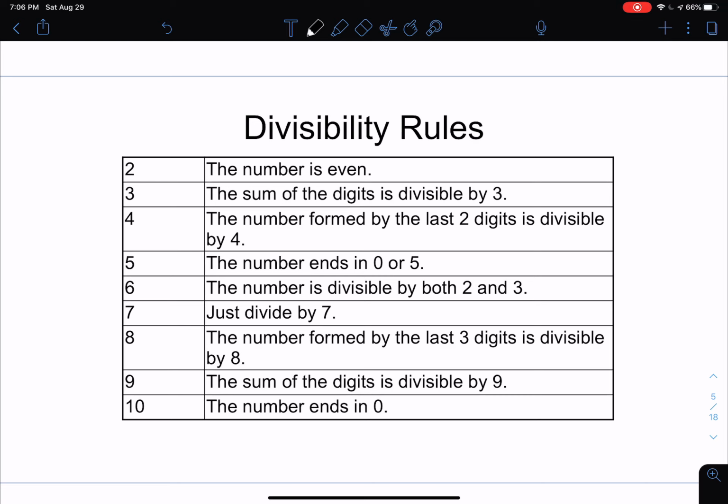7, there is a rule. Not the easiest to remember, but let's just divide by 7. See if 7 goes in evenly, then it's divisible by 7.